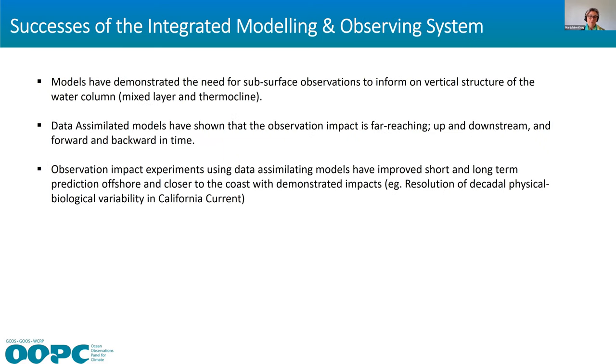So some of the successes are that, thanks to the models and assimilated data models, they've been able to show that you really need a mix of surface, subsurface, and vertical observation to adequately resolve mesoscale variability or capture the current structure. What it also shows is that even if your observations don't cover the whole system, they have an impact that reaches far beyond the area which is being measured. So this is both upstream and downstream and forward and backwards in time. So this is very encouraging and really shows the value of measuring things.